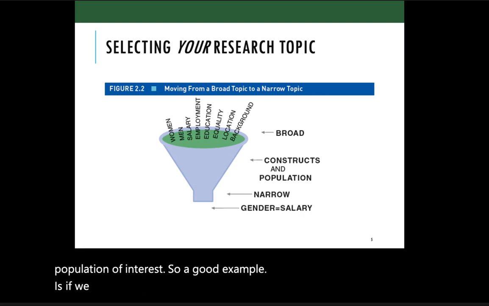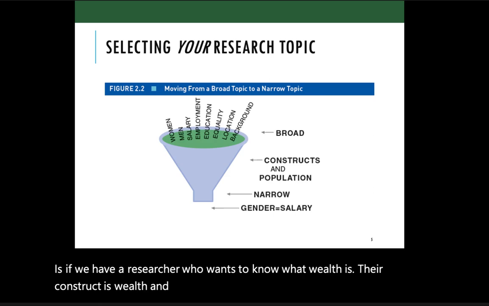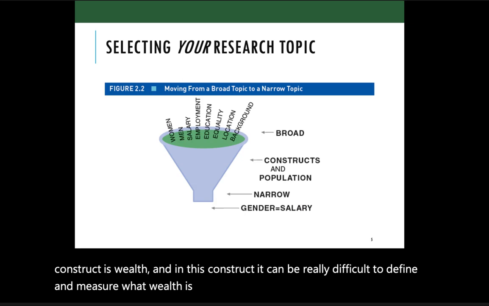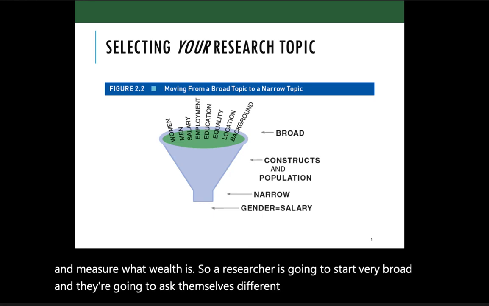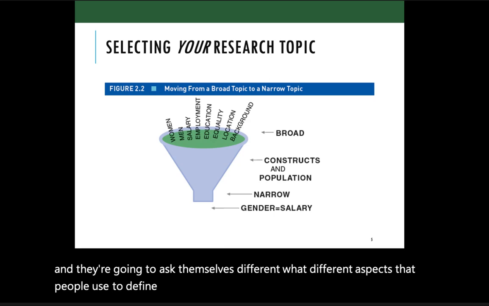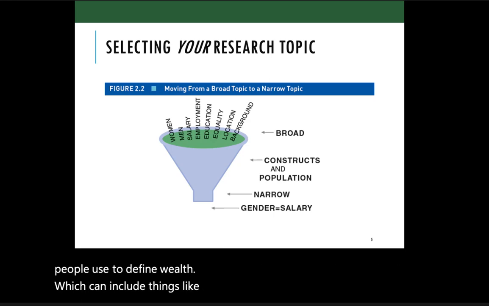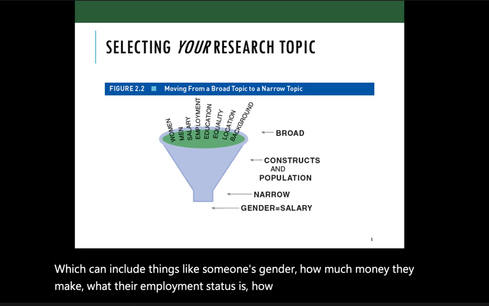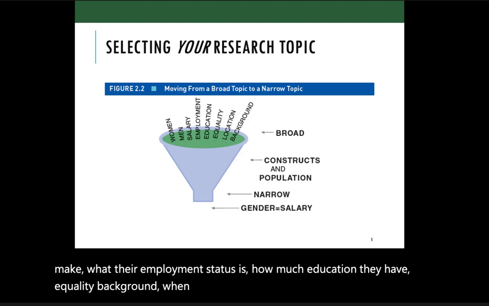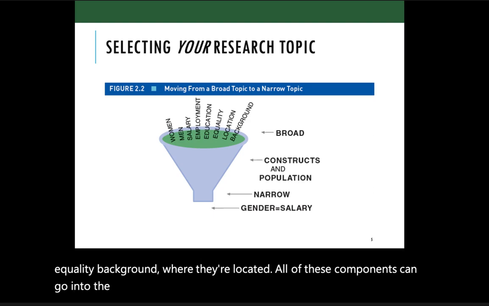if we have a researcher who wants to know what wealth is, their construct is wealth. In this construct, it can be really difficult to define and measure what wealth is. So, a researcher is going to start very broad and ask themselves what different aspects people use to define wealth, which can include things like someone's gender, how much money they make, what their employment status is, how much education they have, background, where they're located. All of these components can go into the construct that is wealth.